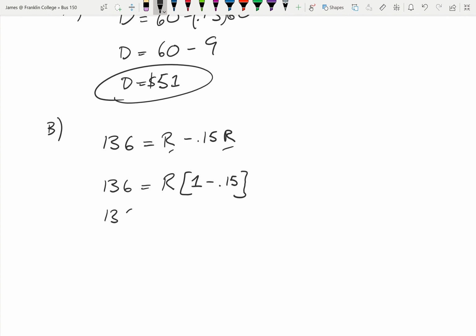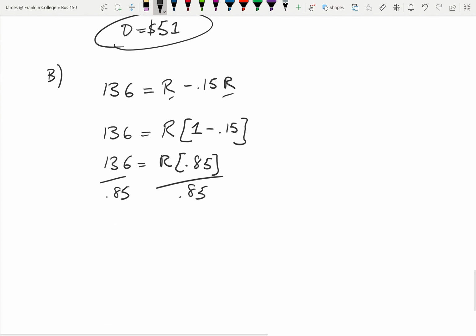So 136 equals R times 0.85. We can then divide both sides by 0.85. And we get 136 divided by 0.85. Plugging it into the calculator, we get $160, which equals the retail store price.